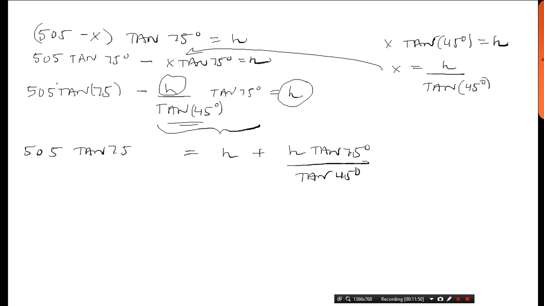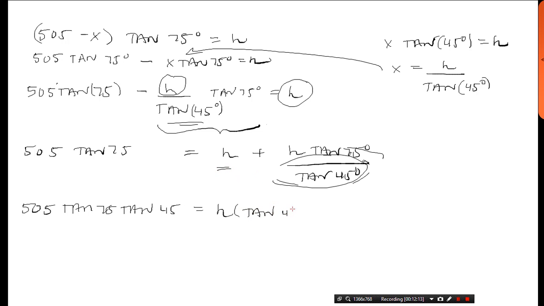Now, if you notice something here, I should probably clear out my denominator. Otherwise, when I factor out and divide, I'm going to have a very icky blob. So that's what I'm going to do. I'm going to multiply everything by tangent of 45. So my left side will be tangent of 75 times tangent of 45. H times tangent of 45. That's this first piece getting hit by the tangent of 45. When I hit the second piece by tangent of 45, it should cancel, which it does.